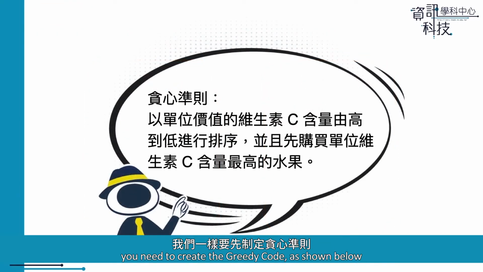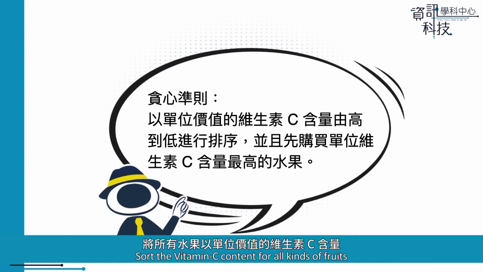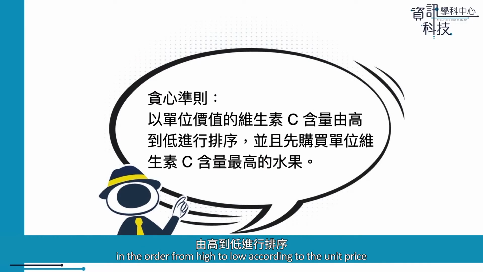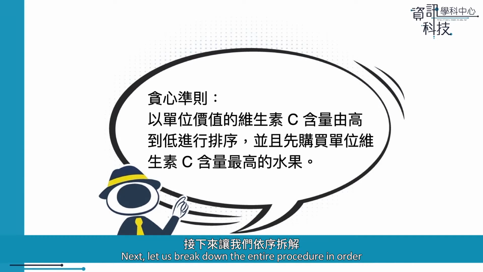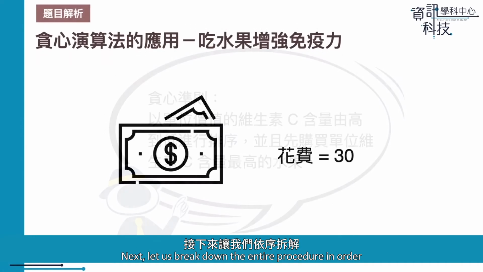When solving the aforesaid application through the greedy algorithm, you need to create the greedy code as shown below. Sort the vitamin C content for all kinds of fruits in order from high to low according to the unit price. Then, purchase the fruit showing the highest unit content of vitamin C first. Next, let us break down the entire procedure in order.